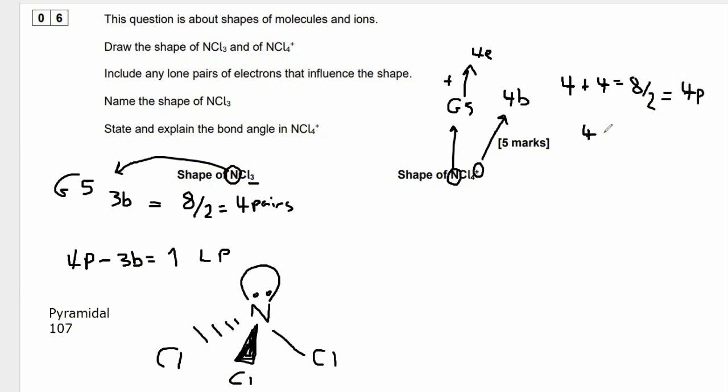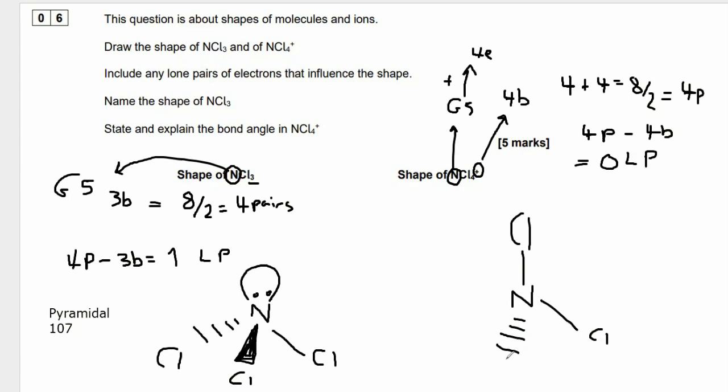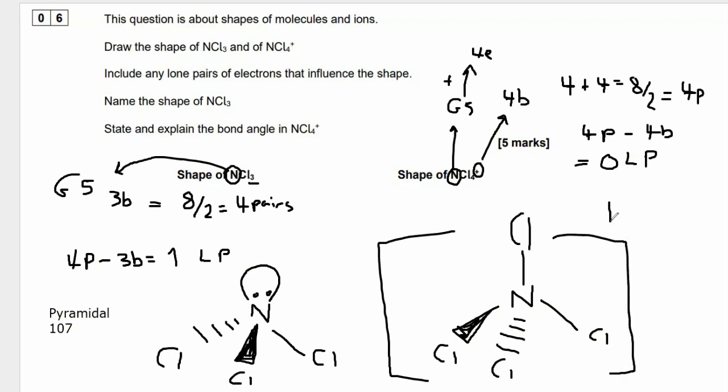We take the 4 pairs of electrons, we minus the number of bonded pairs. We have 0 lone pairs of electrons. When you have 4 pairs and 0 lone pairs, you're going to be tetrahedral. So we're going to go Cl. Oh my gosh, check that out. Cl. Okay, this is the ugliest tetrahedral shape ever drawn by humans. And then you need to put brackets, and you need to put the charge outside the brackets. And we should put 109.5.